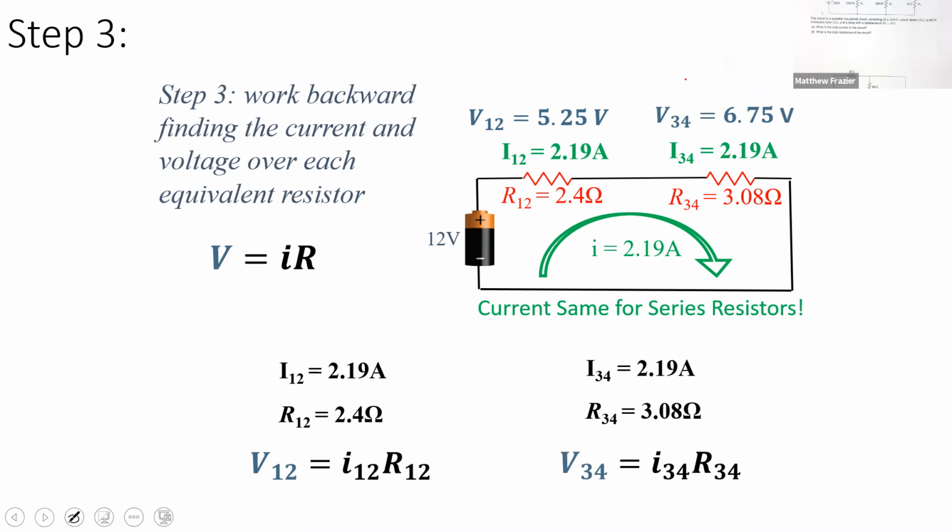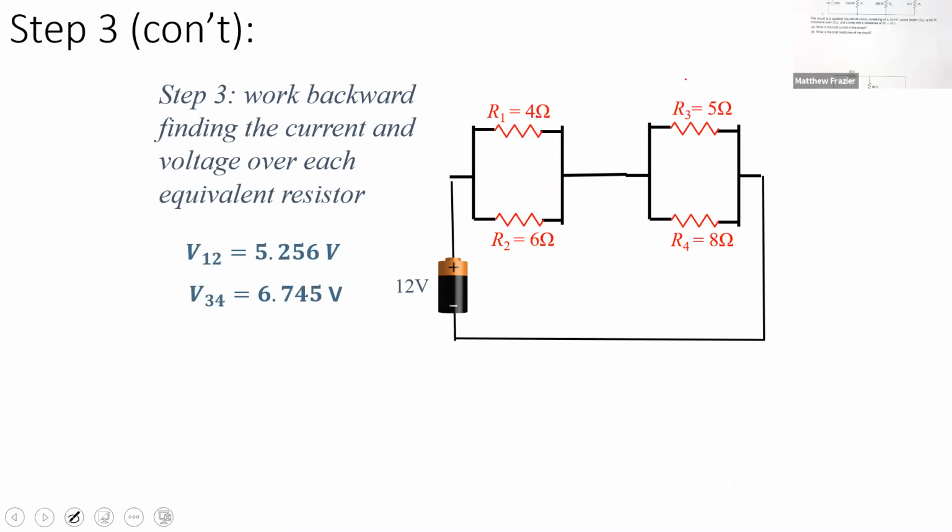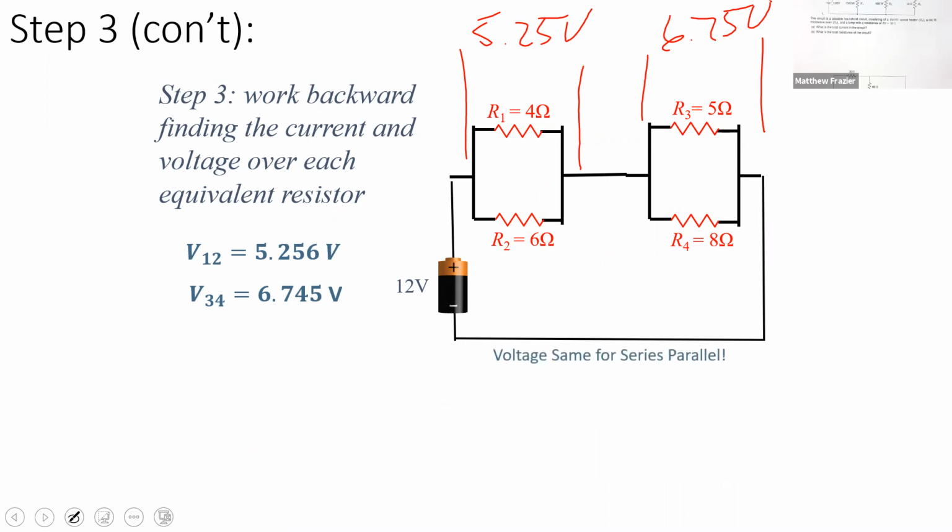And now that we have the voltage and current in the parallel bits, we can go and break it down to the individual resistors. So now we know that this chunk is 5.25 volts, and this chunk is 6.75 volts. And you had some extra numbers there because PowerPoint and the textbook is weird. Yep. Now you have the voltage and resistance. You can find the current through each one.